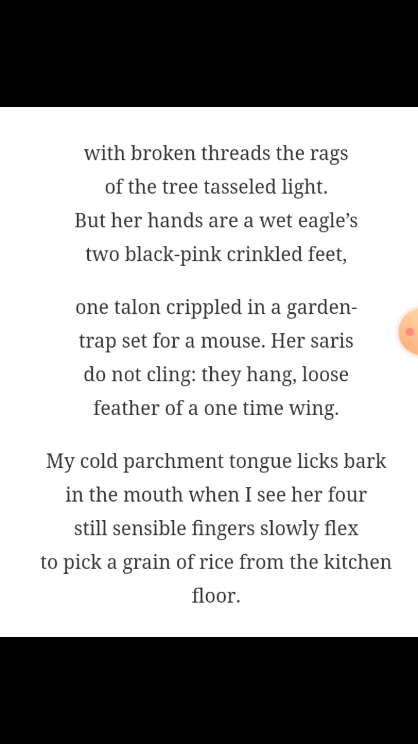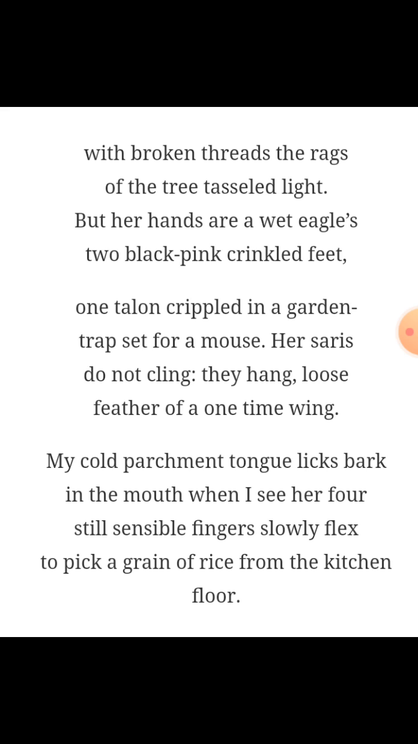Parchment: there is a strangeness to this image that connects the eagle-like image of the mother to her son. He again taps into the reader's senses to explain how he feels when he sees his mother's four intact fingers. Parchment is the skin of a goat or a sheep prepared for writing. In the olden times, parchment was used like paper to be written upon. Here, however, the word parchment has been used as an adjective for the noun tongue.